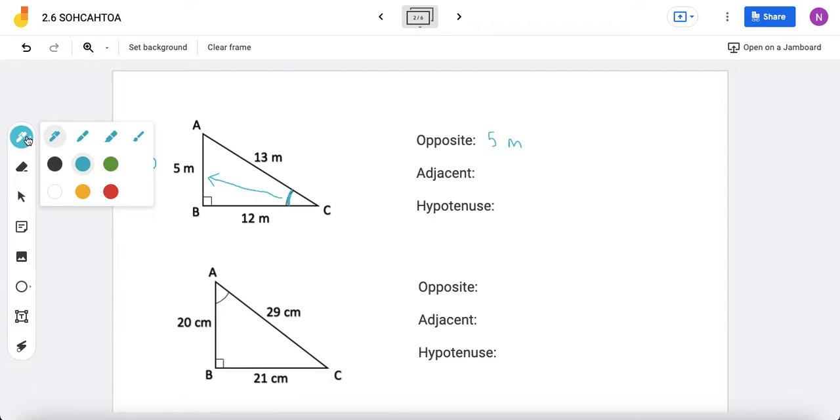Okay, the hypotenuse will be the longest side in the triangle. So this side right here. And the reason we know it's the longest side, well, first we can look at the numbers here, right? We can see that's the longest side. Or another way we can tell is it's across from the right angle. Okay, so this side is going to be the hypotenuse. And the adjacent side is just the side that's left over. Right, so since 12 meters, that's the side that's left over, that's going to be the adjacent.